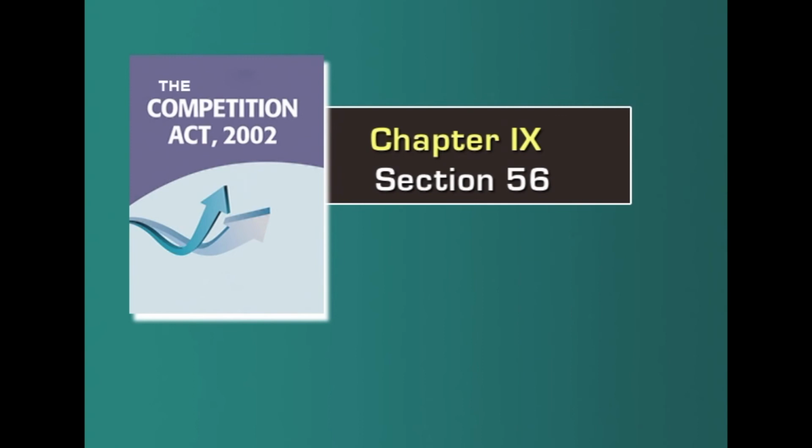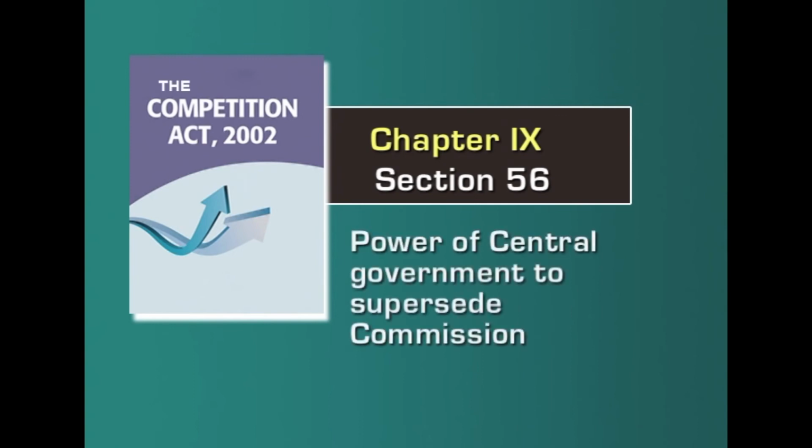Similarly, under section 56, a power is conferred upon the central government to supersede over the commission activities. However, there is a reasonable opportunity that has to be provided by the central government to the commission before it supersedes the orders of the commission. As I said at the very outset of the discussion, this entire chapter deals with the powers of the central government to deal with effective implementation of the Act.